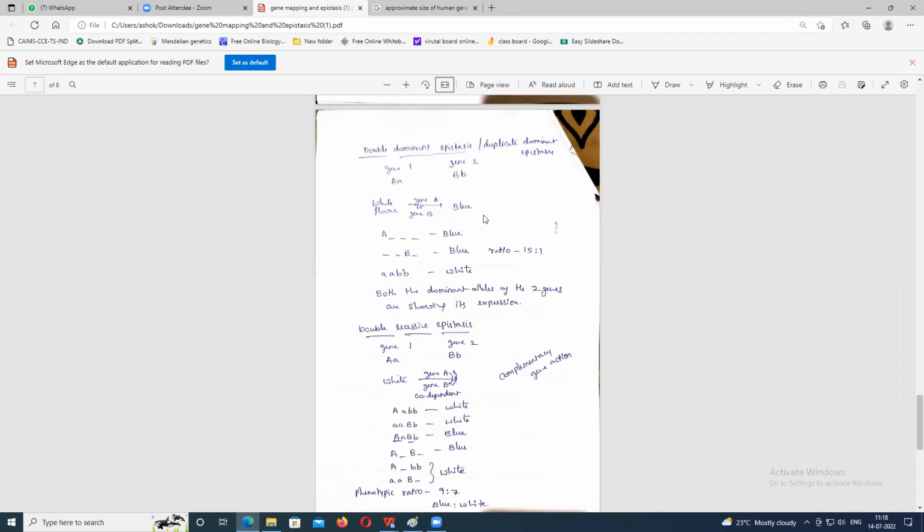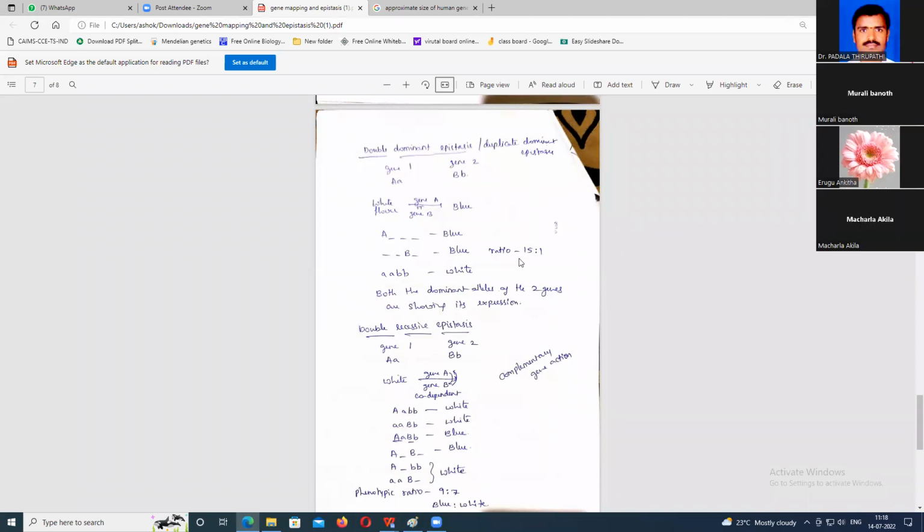When capital A is present, it is giving blue color. When capital B is present, it is giving blue color. Small a, small b appears white color. Only small a, small b will give white. So the ratio is 15:1. Here there is no need for the Punnett square.